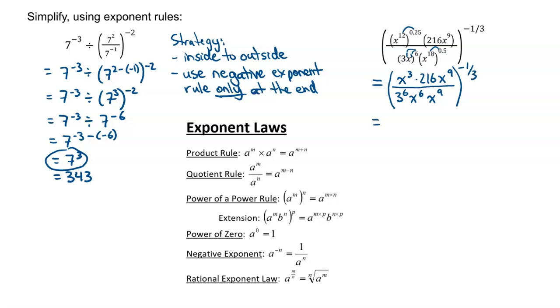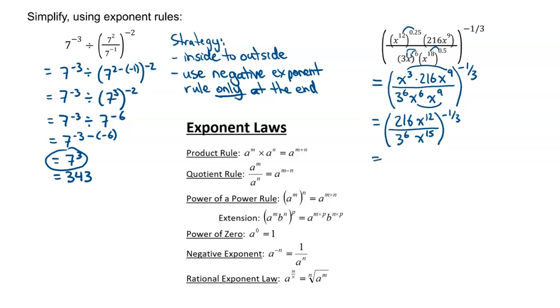And that's all to the power of negative 1/3. So now what we're going to do is apply the product rule by combining the powers of x in the numerator and in the denominator. So 3 plus 9 gives me 12 in the numerator, and then we have 6 plus 9 gives me x to the power of 15 in the denominator. Still all to the power of negative 1/3.